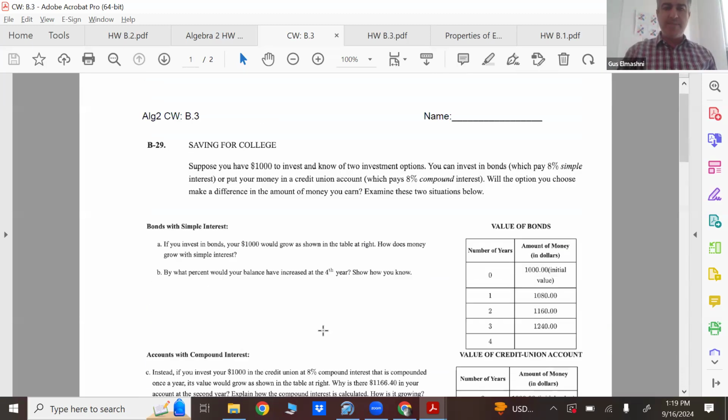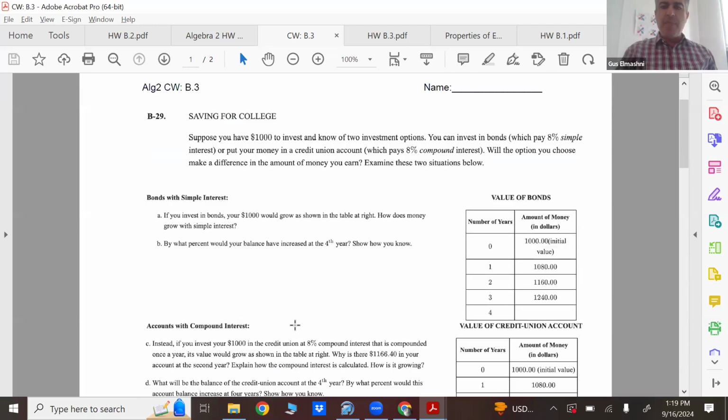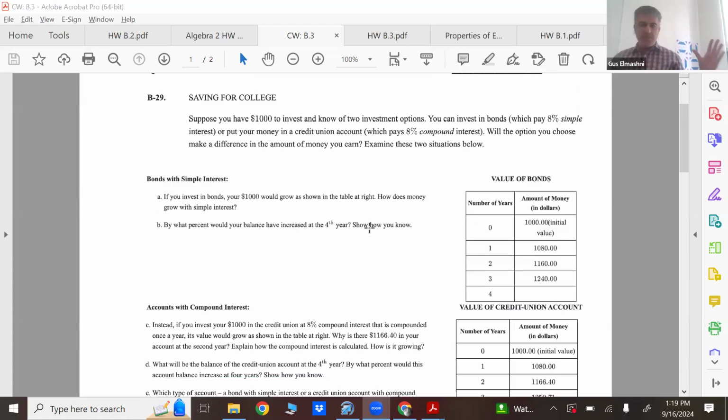So it's finance. Okay. So let's talk about saving for college, okay? So some of your parents or somebody in your family, maybe they save money for college. So say you got $1,000 to invest. You have two investment options. You can invest in a bond. A bond pays 8% simple interest. Or you can put it in a credit union account or a bank, and it pays compounding interest. Compounding interest means in certain intervals, interest is added onto the account.